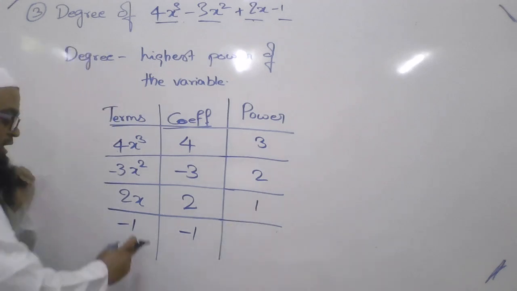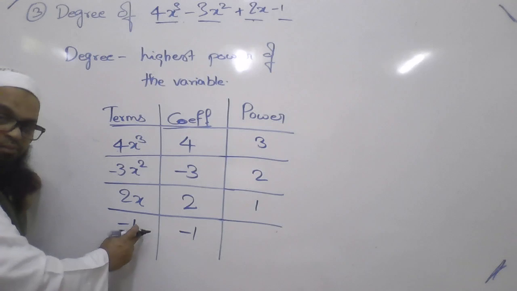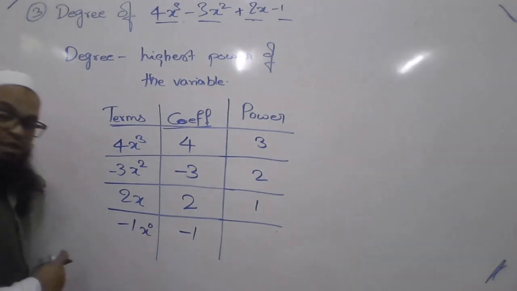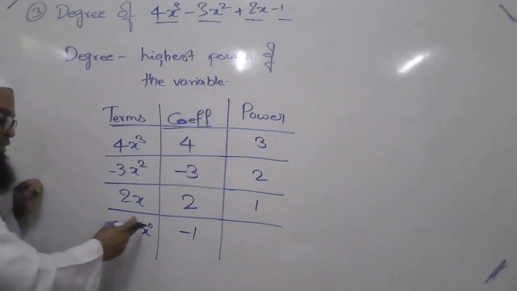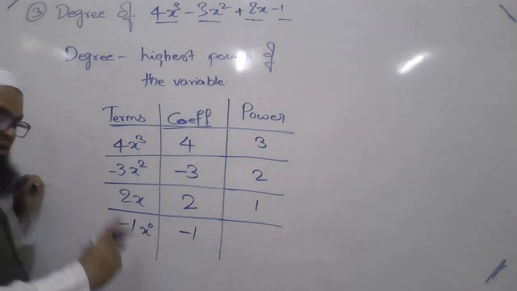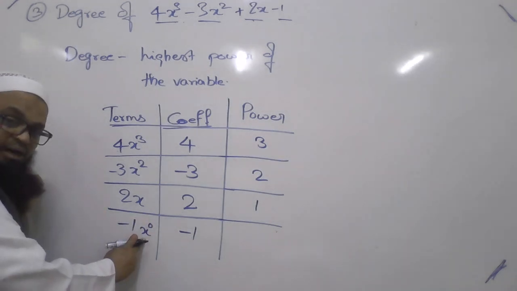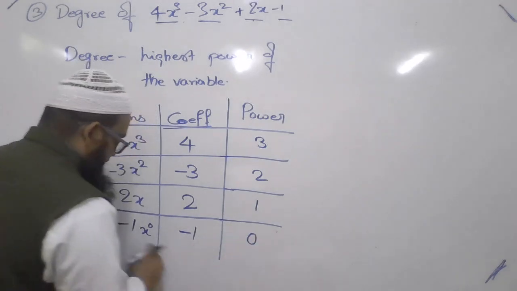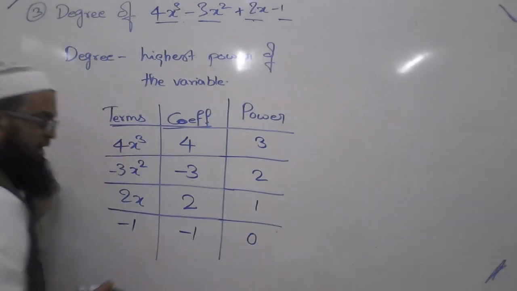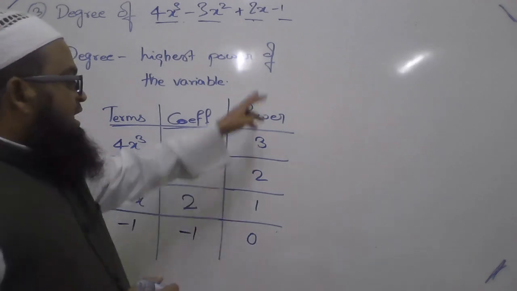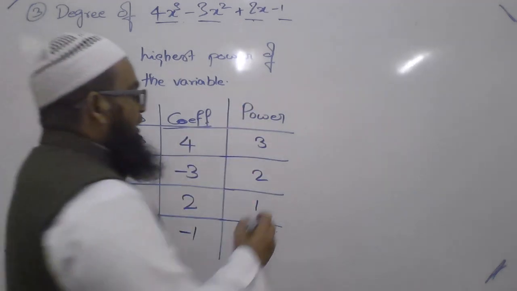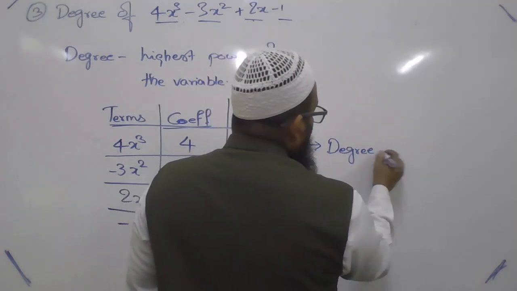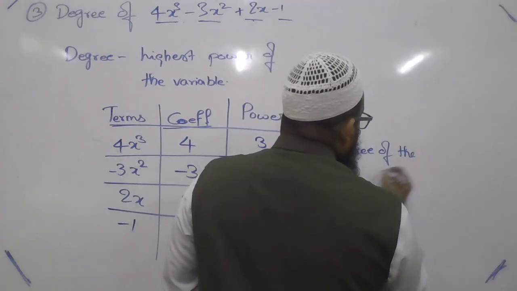And here you have the constant term. Actually it is x to the power of 0, because anything to the power of 0 is 1. Therefore we can write it as minus 1 x to the power of 0. What is the power of the variable? 0. Understood or not? So now tell me, what is the highest power? It is 3. Therefore 3 is called the degree of the polynomial.